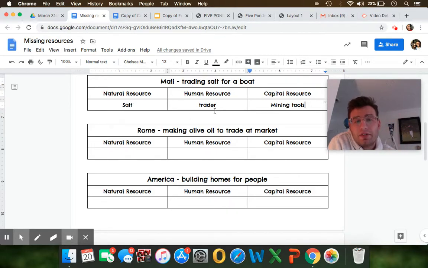Another human resource we would need in this situation would be a miner to get the salt out of the ground. If you were talking about the boat, yeah, the boat would be in the situation too. So maybe you want a different route with that.